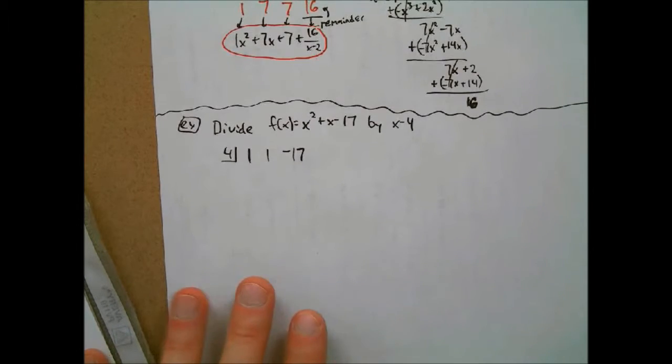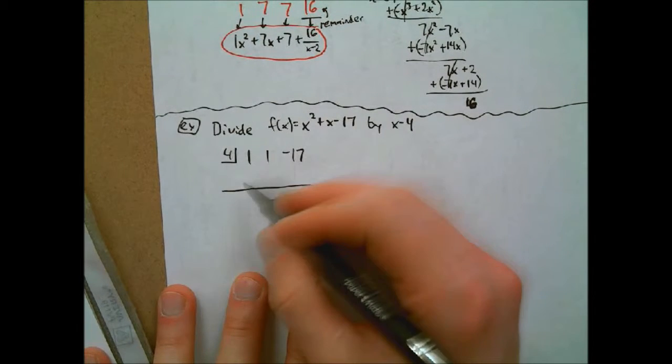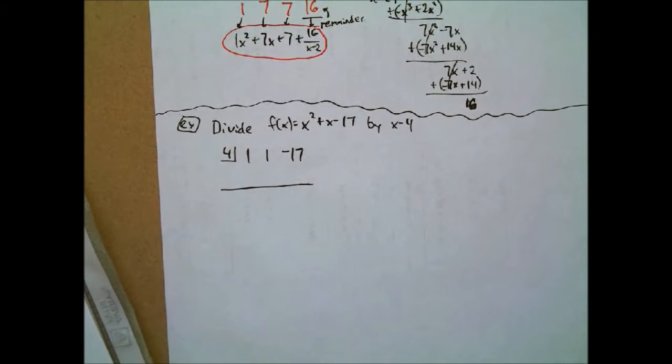Okay. So then again, put a bar underneath. Leave a line of space. We're going to put numbers in here, right?